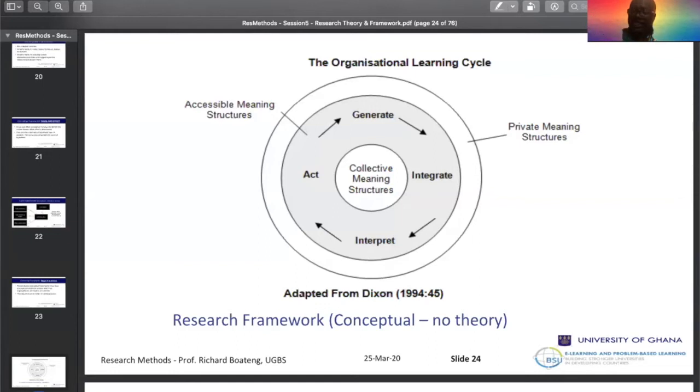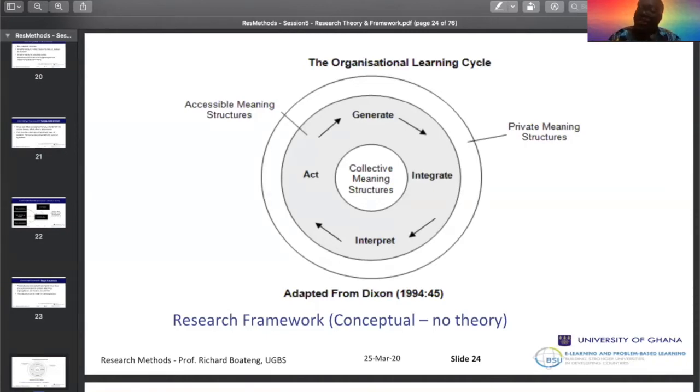So the organization's ability to move on depends on the accessibility of meanings. In fact, if you look at your learning at an individual level, you are learning because I'm making knowledge accessible to you. I'm sharing my private meaning, and I'm also taking textbooks to show you, so I'm taking collective meanings and showing them to you. And whilst you are learning, you are also asking me questions, so you are also sharing your private meanings about the issue. But according to Dixon, when you put them together, if you don't have the activities there, the accessibility will not just happen.